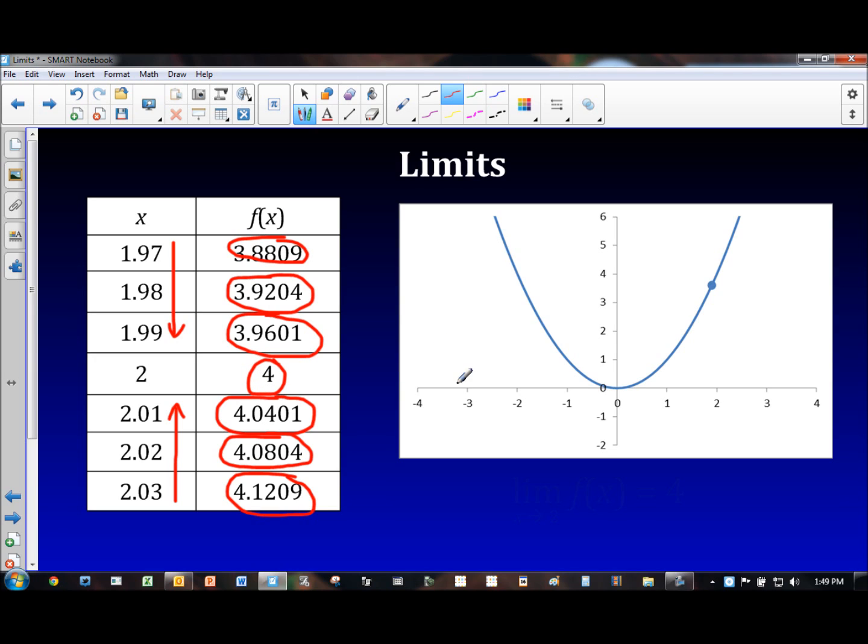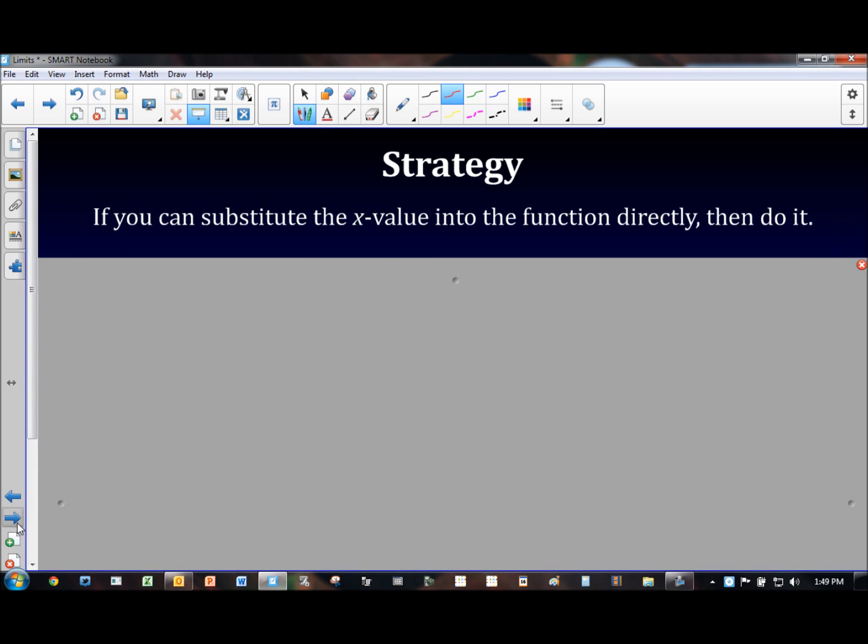Same thing when you look at the graph. Here's the graph of y equals x squared. And looking at the y values as I approach an x value of 2 from the left, I'm getting gradually and gradually bigger. And as I approach x equals 2 from the right, my y values are getting a little bit smaller and a little bit smaller, and they kind of meet at a y value of 4. So that was kind of an easy example to start with.